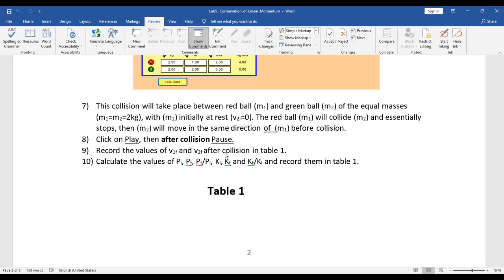Next, we can see the momentum becomes 0, 2. Here, the initial momentum M1 V1, because M1 and M2 are both 2 kilograms, is 2 times 2, which is 4. This is table 1.